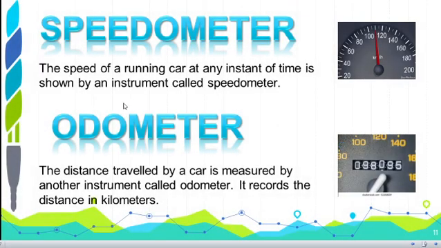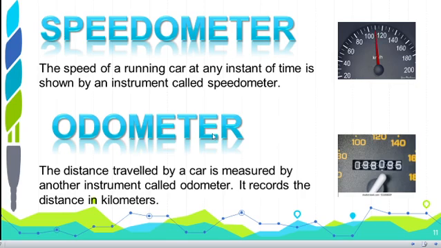Speedometer. What is a speedometer? The speed of a running car at any instant of time is shown by the instrument called speedometer. You can directly see the speed of a vehicle. Suppose here you observe 110, here is 120. So exactly the needle shows you the car is going now at 110 kilometers per hour. This is called the speed of a vehicle.